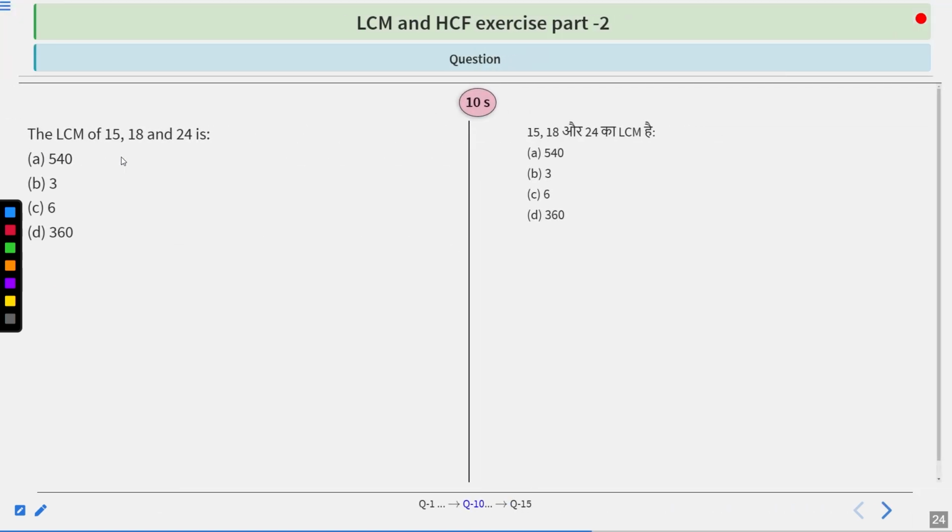The LCM of 15, 18 and 24 is, and options are 540, 3, 6 or option number D is 360.